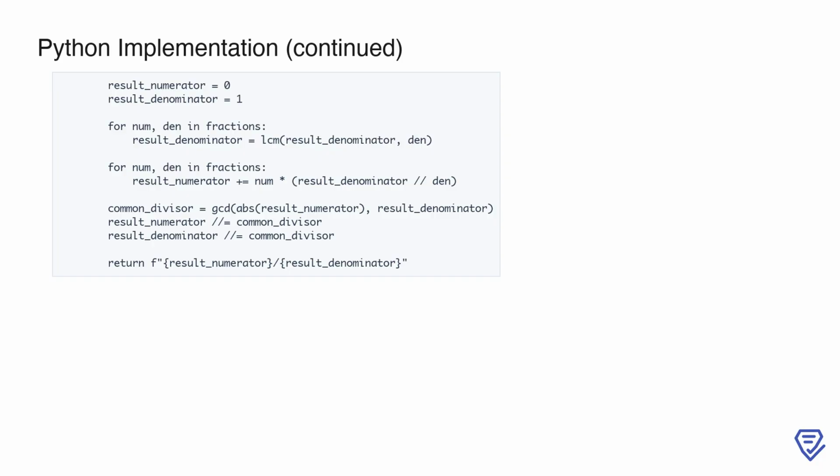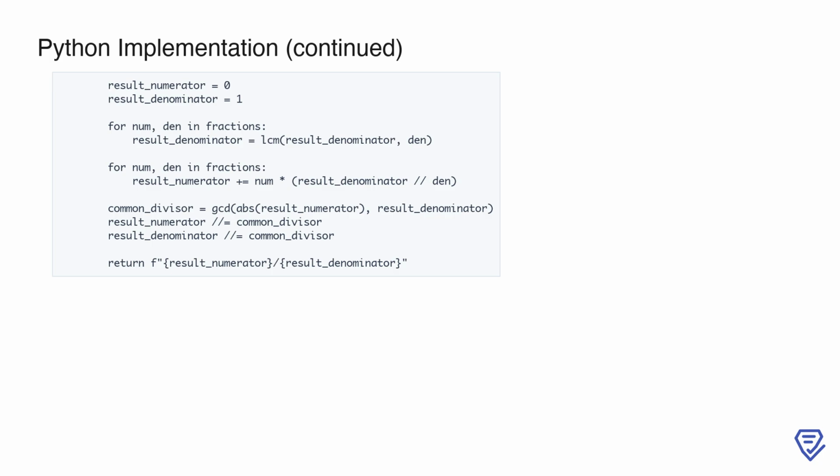Once all the fractions are parsed, we initialize the result numerator as 0 and the result denominator as 1. These will hold the cumulative values as we process each fraction. To align all fractions to a common denominator, we iterate through the fractions list and update result_denominator using the least common multiple of the current denominator and the denominators of the fractions we've encountered so far. This ensures all fractions can be added together.